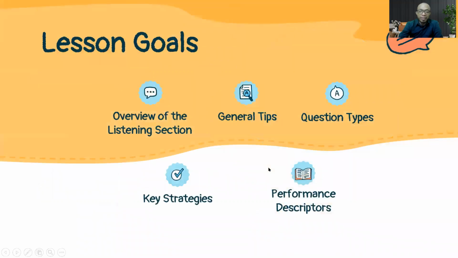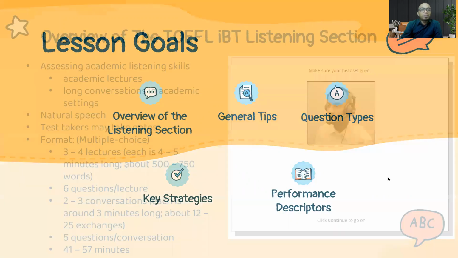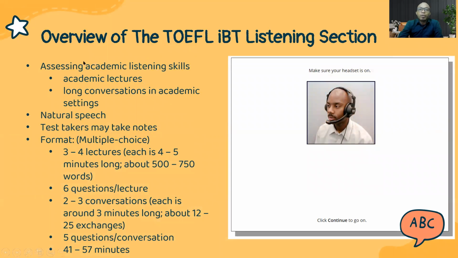As usual, before we jump into the things that we will learn, let's look at the outline of our lesson. We will have an overview of the section, and then we will discuss the general tips, followed by the question types in the listening section. And then, of course, the key strategies to tackle them. And finally, we'll take a look at the performance descriptors for this section. All right, so let's start with the overview of the TOEFL iBT listening section.